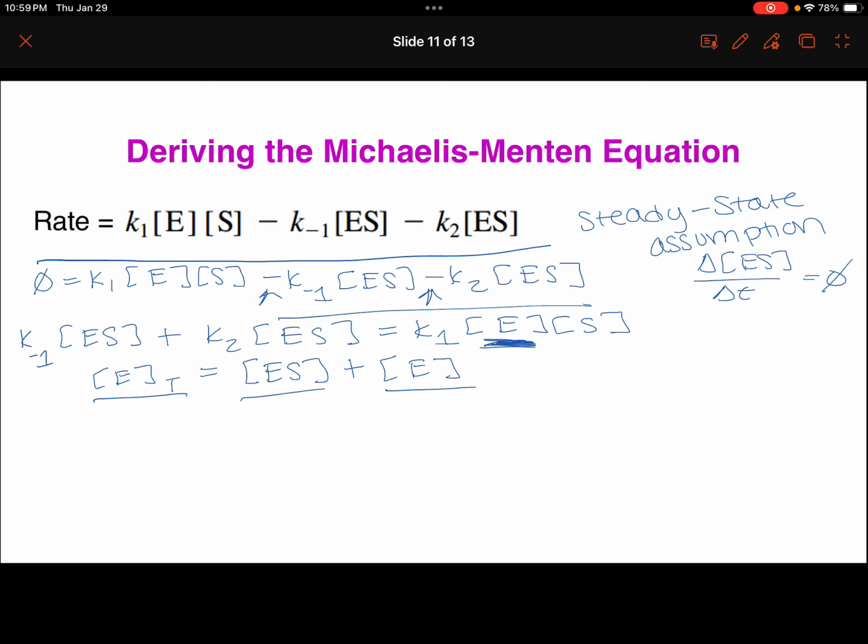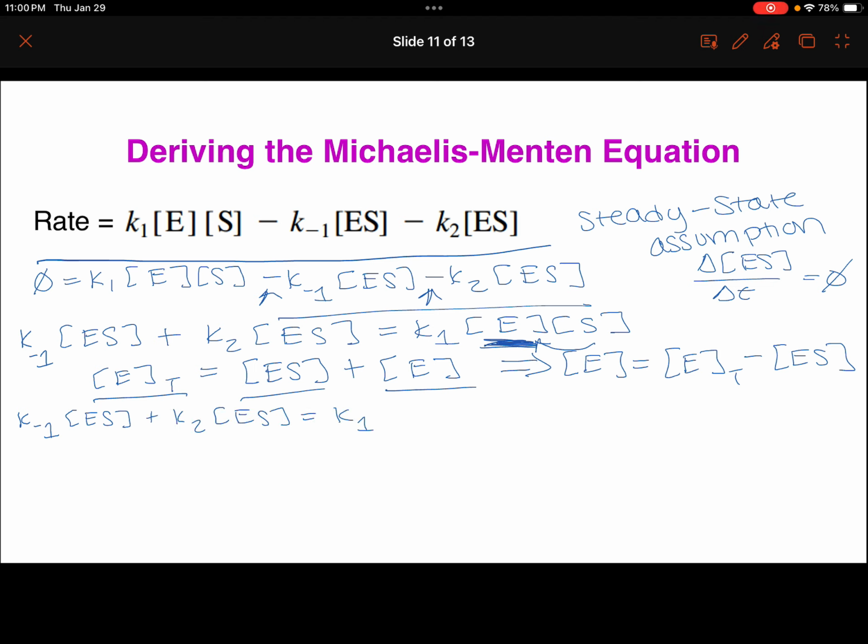That allows us to rearrange that. So we have free enzyme is equal to the total enzyme concentration minus our enzyme substrate complex. And so now we're going to take this and substitute this in here. So let's do that. So K minus 1 times enzyme substrate complex plus K2 times enzyme substrate complex equals K1 times all of this, all right?